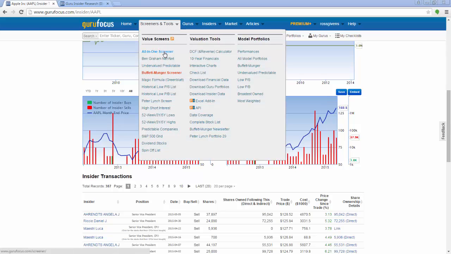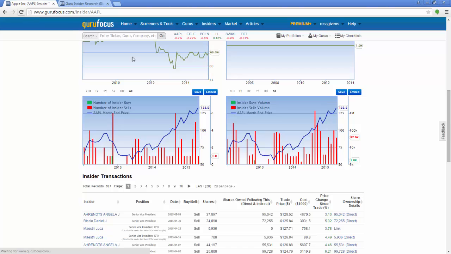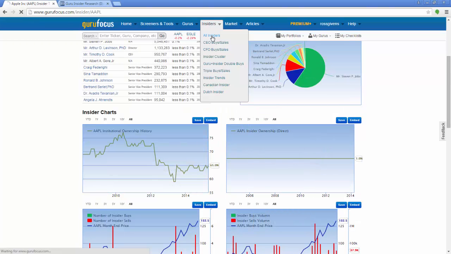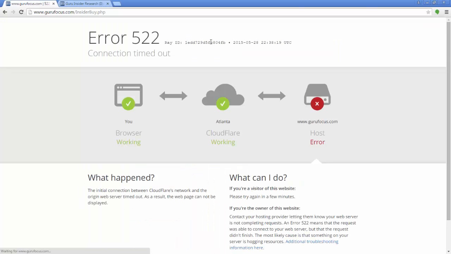Now, Johnny's question is this. Let's say he's looking at all insiders. By default, it's going to go to his personal list. Right? And he's saying, well, I want it to default to all of them. I don't want to get caught up in this thing for 10 minutes and realize, dang it, I forgot to click the button. So how do you do that?